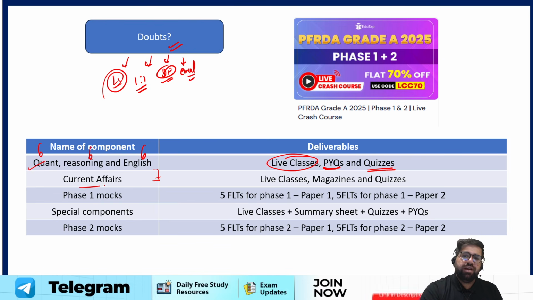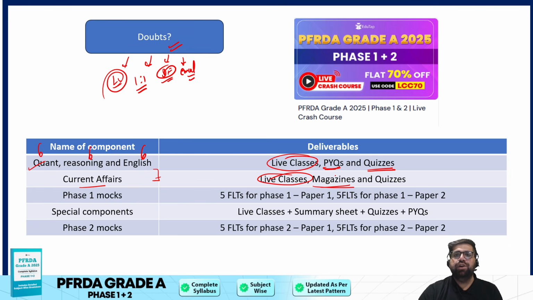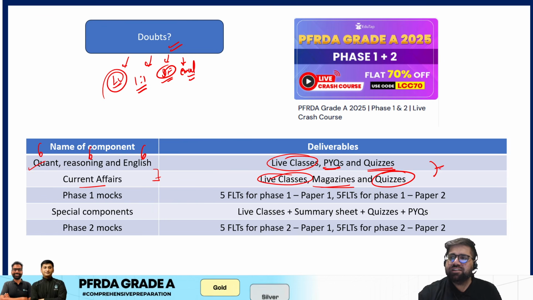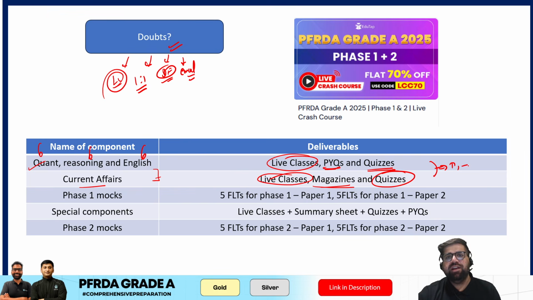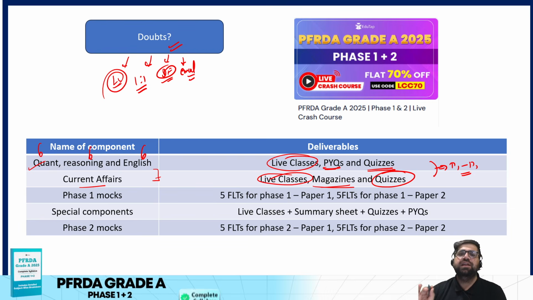For current affairs, again you are getting 6 live classes which will cover the current affairs of the last 3 months. Moreover, you are also getting downloadable magazines, and quizzes to practice on multiple topics related to current affairs. If you practice this much, then your PFRD Grade A Phase 1 Paper 1 is more than covered in our course. You do not have to refer to any other course or any other material.